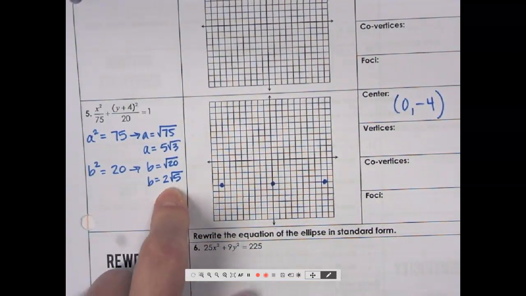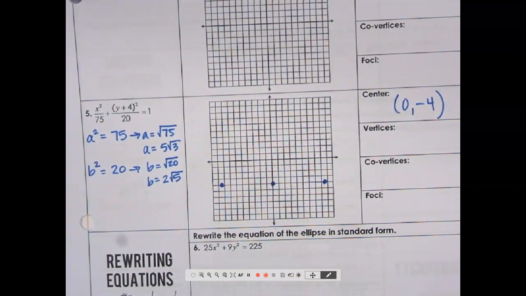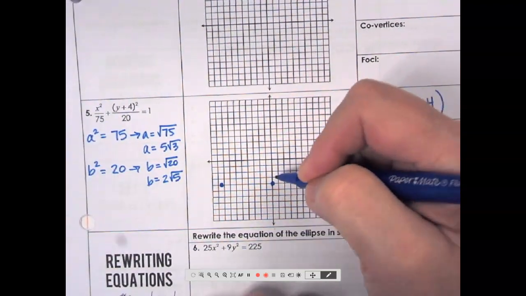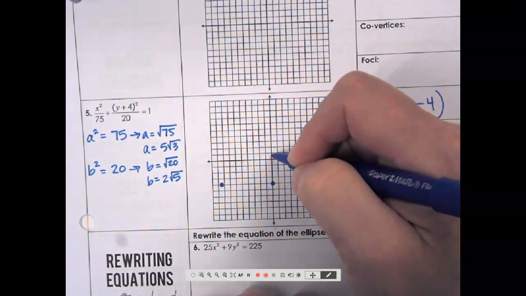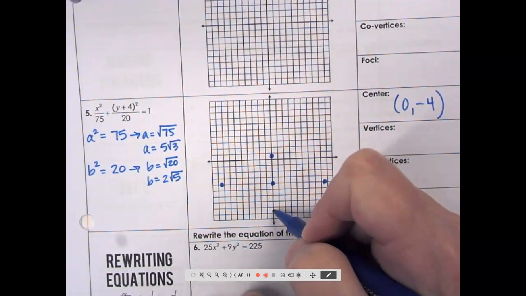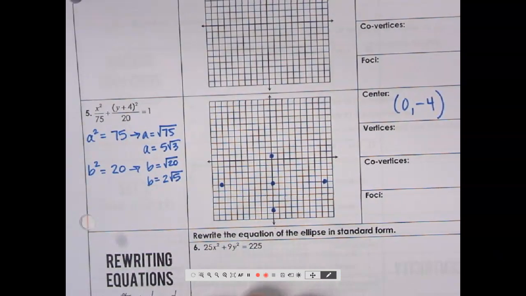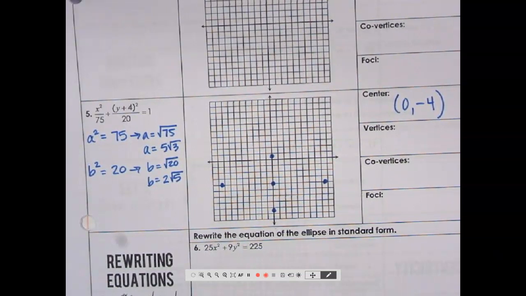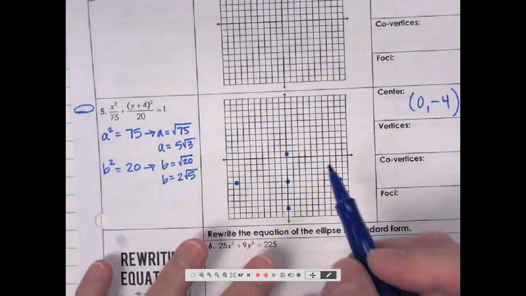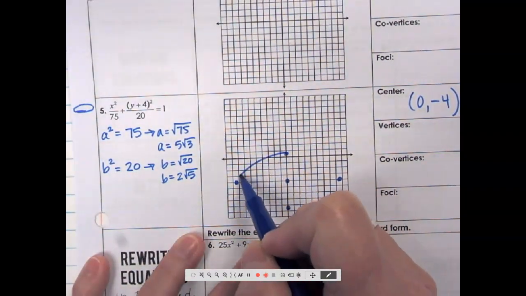Okay, square root of 20 is between what and what? 4 and 5. So we're going to go a little more than 4, up and down because that's under the y. So 1, 2, 3, 4, a little bit more. Okay, so this is horizontal. That shouldn't be a surprise to us because that biggest denominator was under the x. Connect your points.